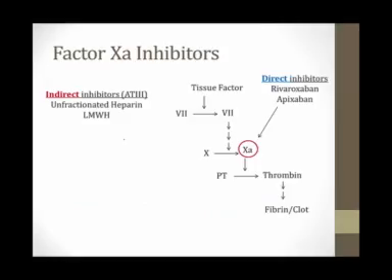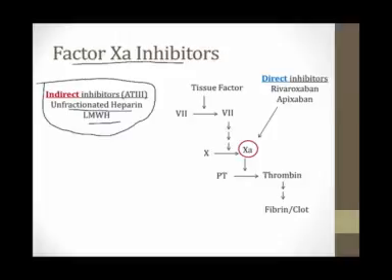Our next class of anticoagulants is the factor Xa inhibitors. You should know that unfractionated heparin and low molecular weight heparin are sometimes called indirect factor Xa inhibitors. That's because they do inhibit factor Xa, but they work through antithrombin 3. The direct factor Xa inhibitors are rivaroxaban and apixaban, and they directly inhibit Xa. Xa is an enzyme that converts prothrombin to thrombin, and these drugs are basically enzyme inhibitors.